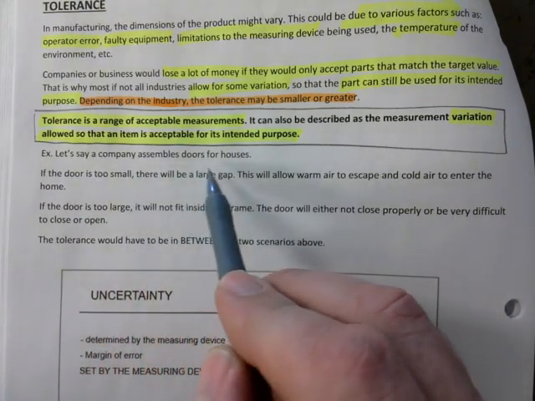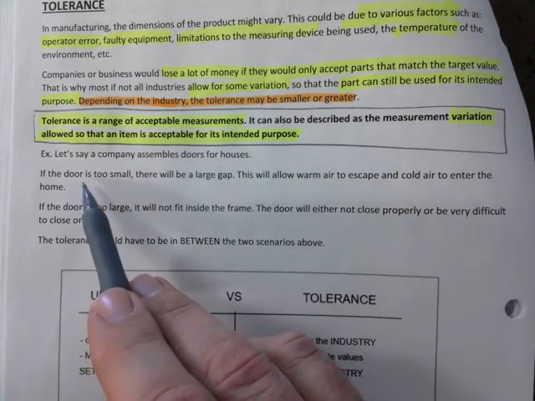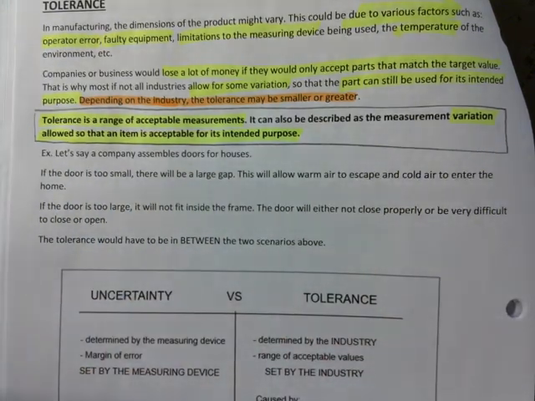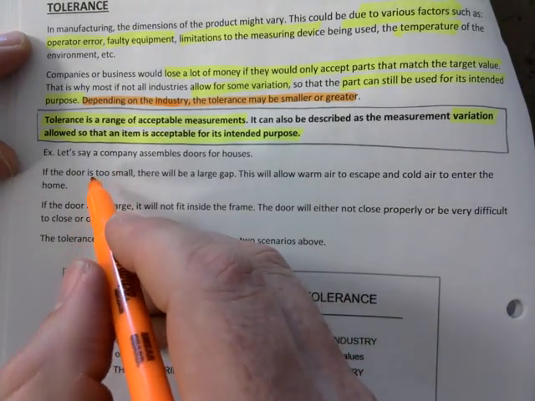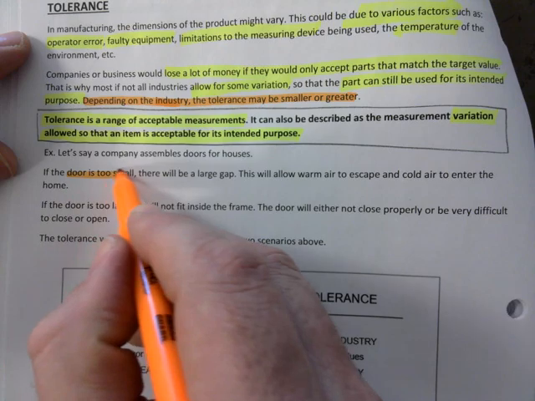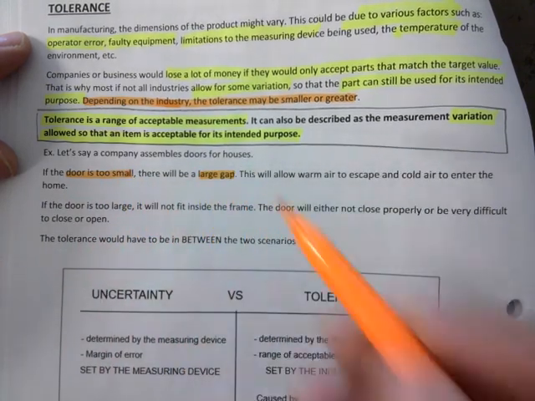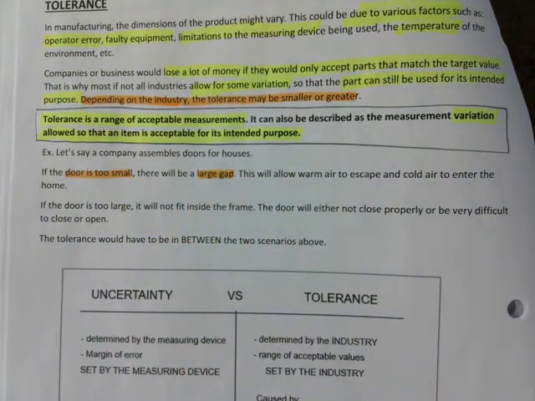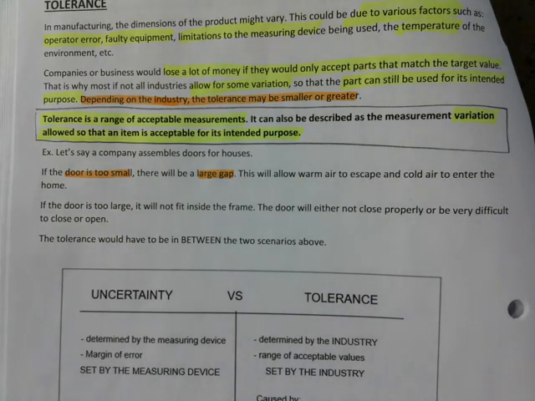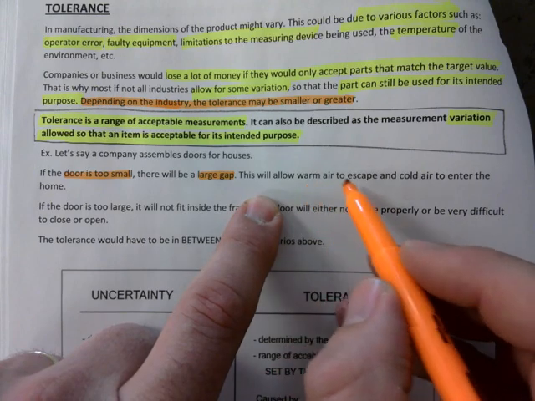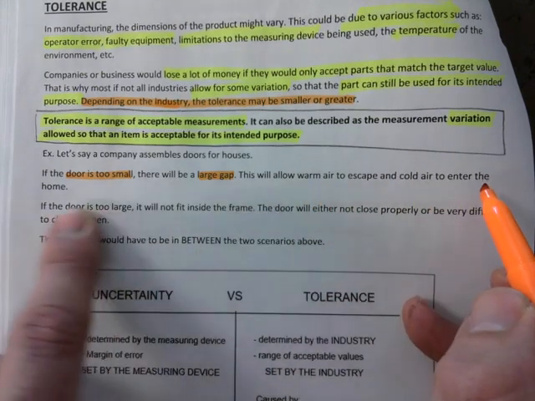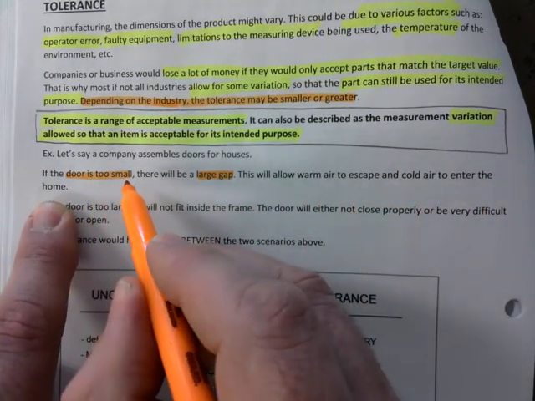Let's say a company assembles doors for houses. I'm going to use a different color here. Maybe I'll just go orange again. If a door is too small, there'll be a large gap, right? If you're installing a door and you can see light coming through the cracks, that's a bad install. It will allow warm air to escape and cold air to enter the home. So that's the problem with it being too small.